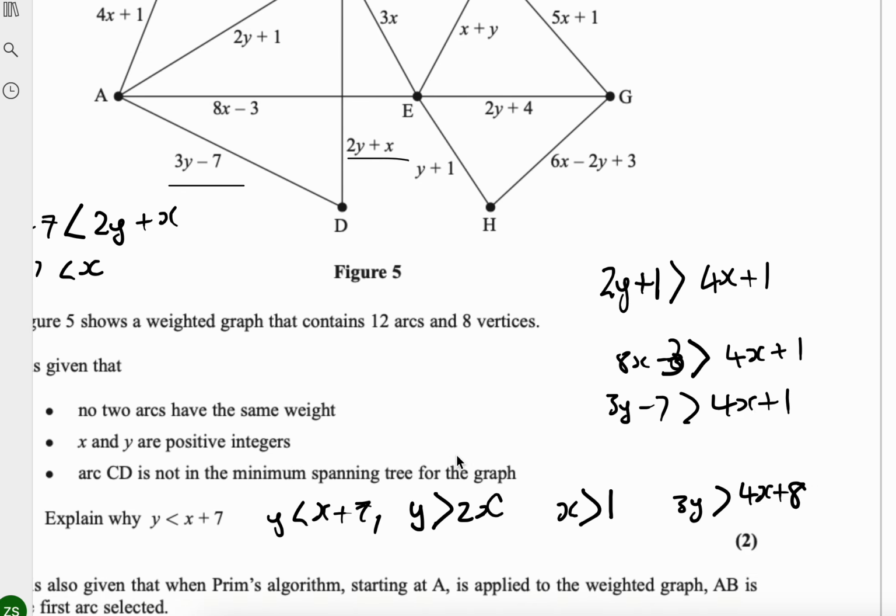So therefore, since they're integers, what are we going to do with decimal solutions? Disregard them. We only want to find integer solutions within our region. Okay?